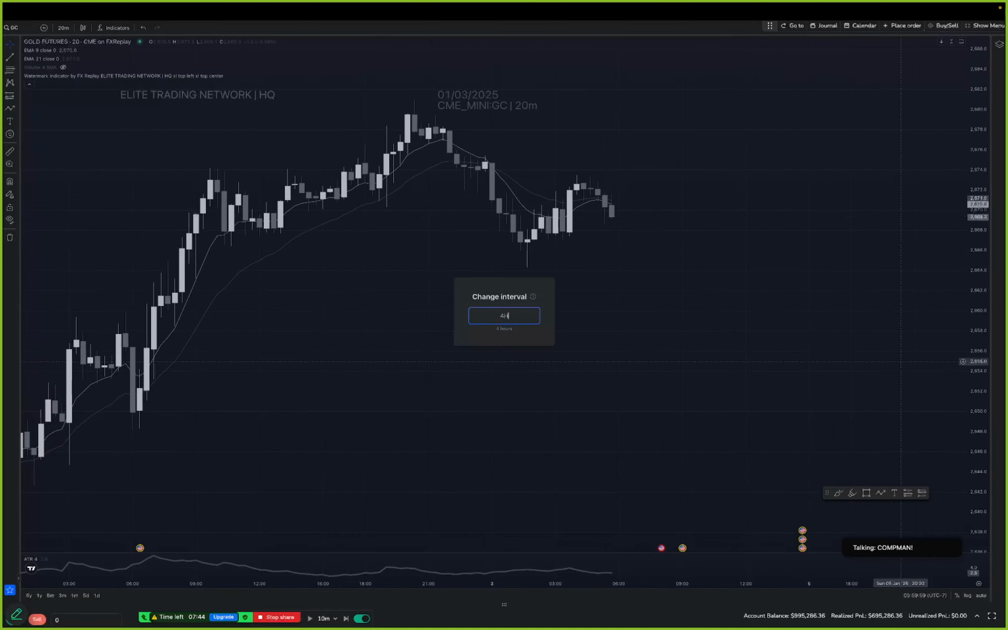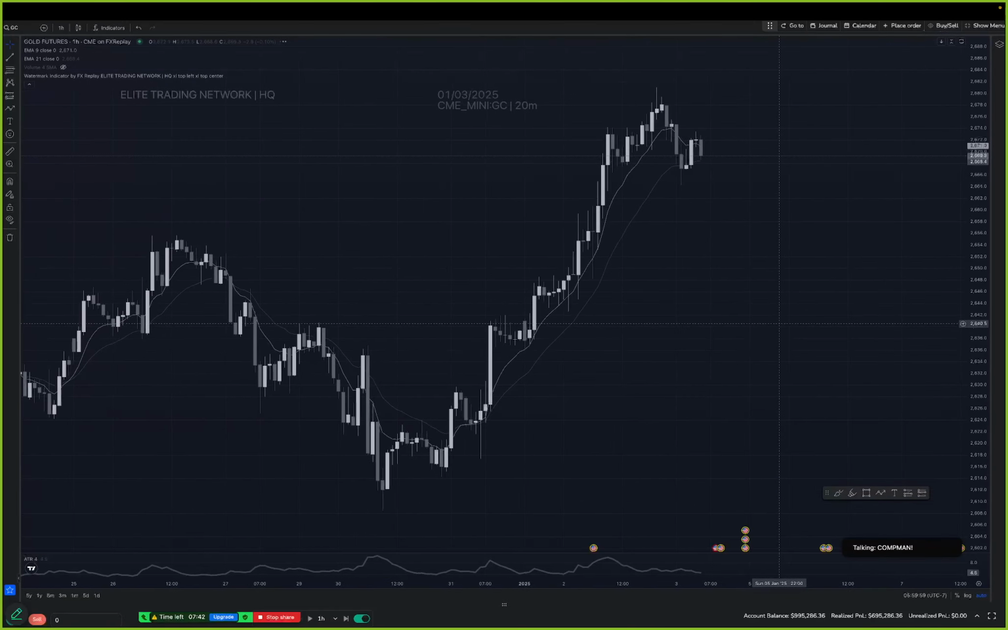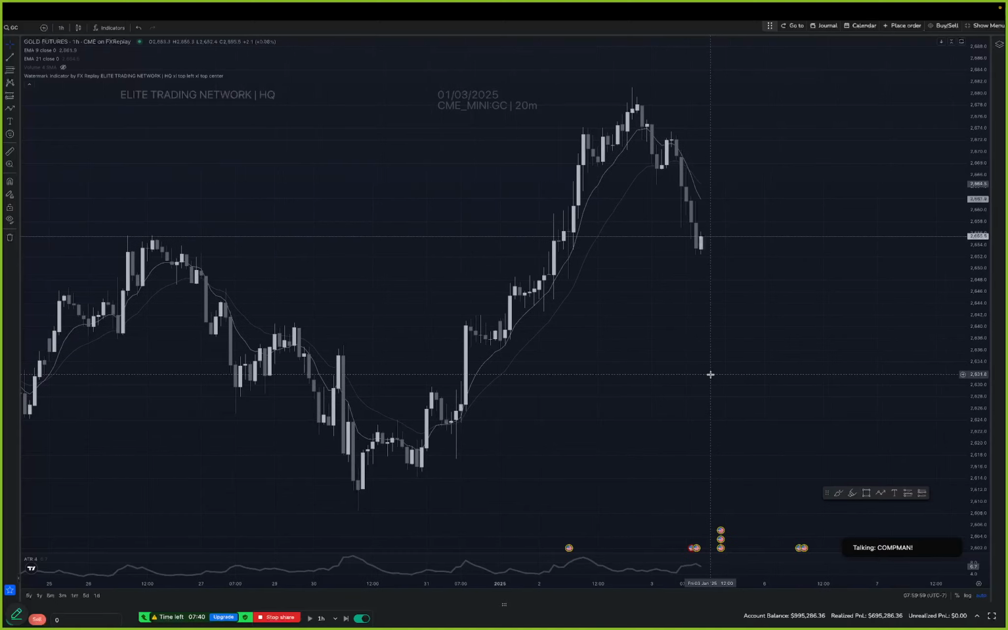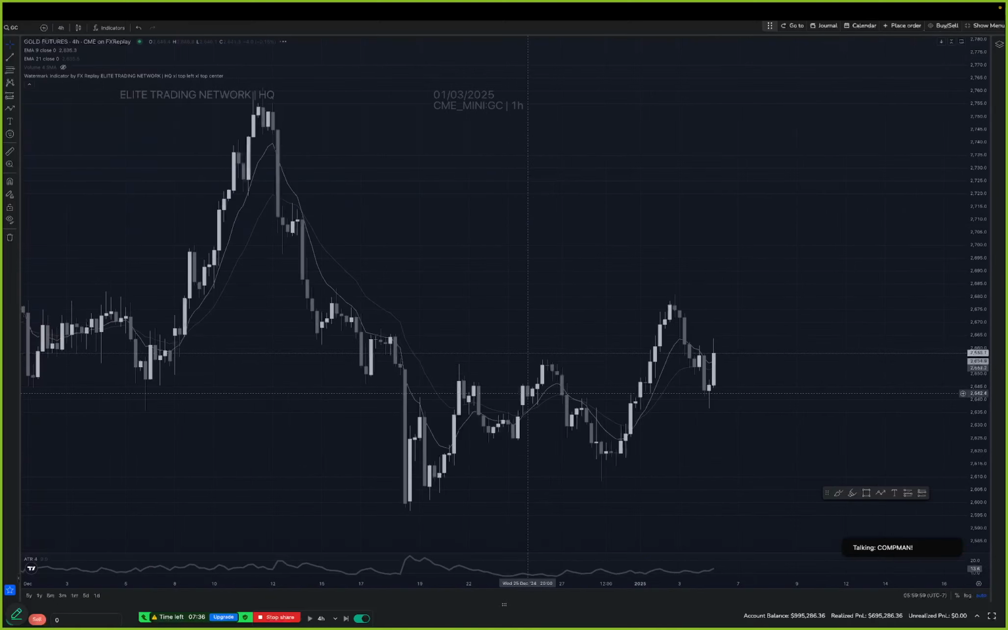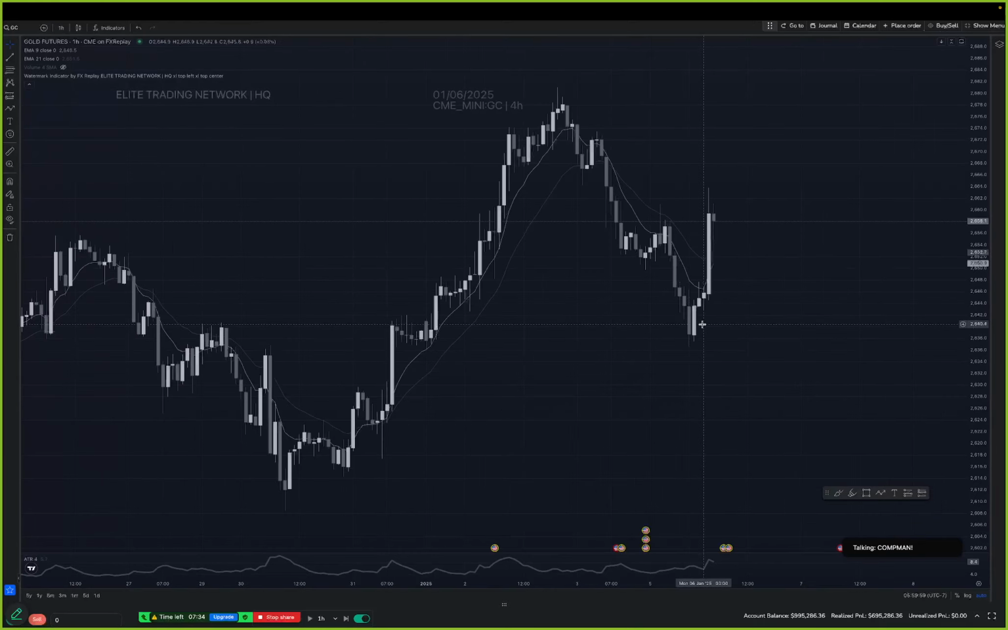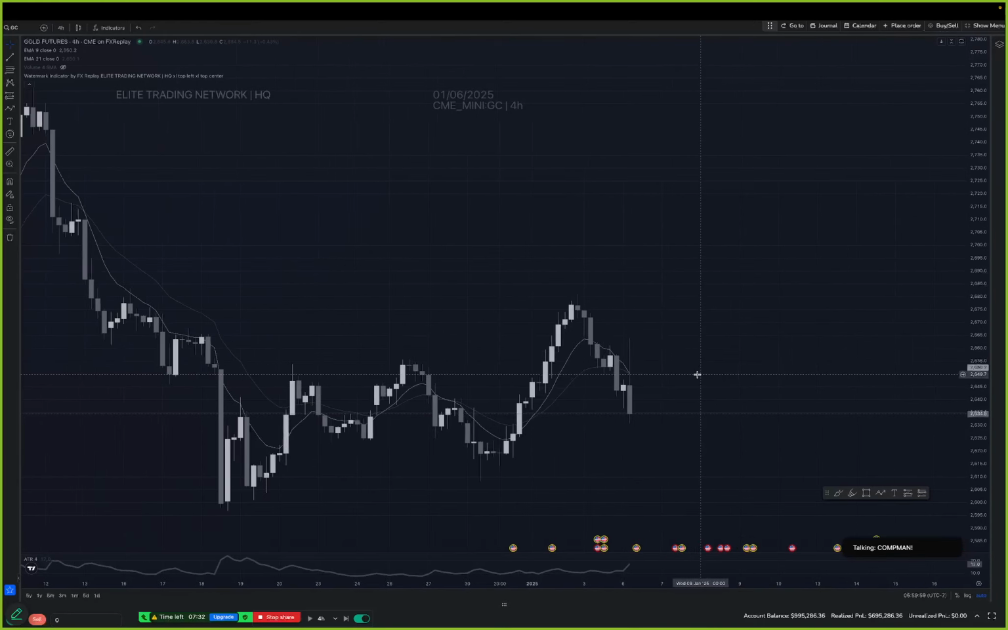Jump to the next day. Probably not going to get anything because we're starting to go sideways. I jumped up to the hourly. Nothing. Next day. That simple. 4 hour, probably going to start shaping back up. Wait for the hourly to close. Nope. And that's all I need to see.